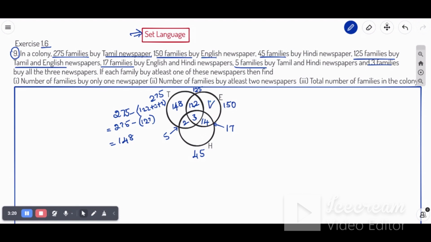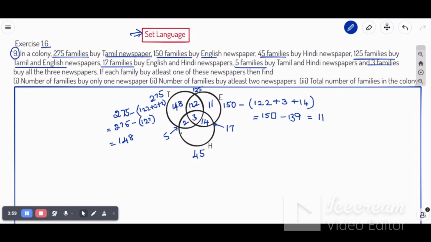Now we have to move to this part. In this part, we have to calculate 150 minus all the commons, which are 122, 3 and 14. So let us subtract all these commons. That will be 150 minus 139, which is equal to 11. So 11 people bought only English.